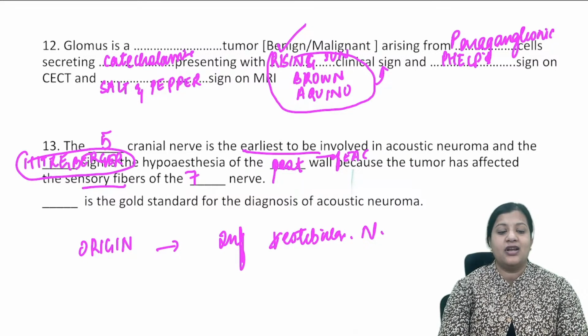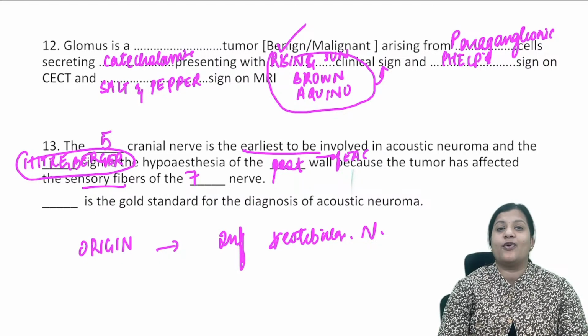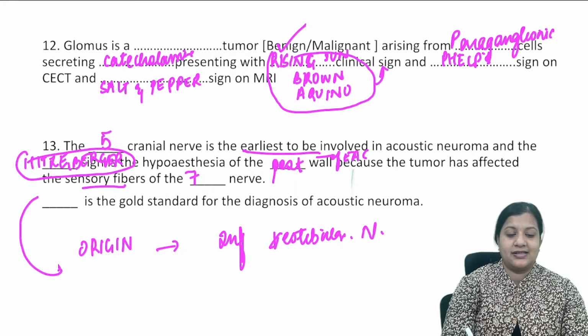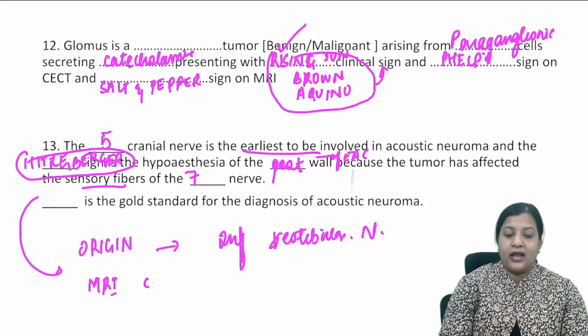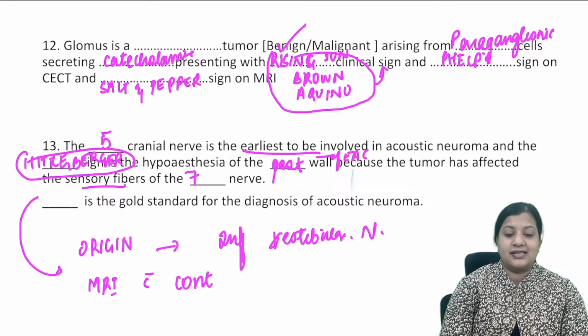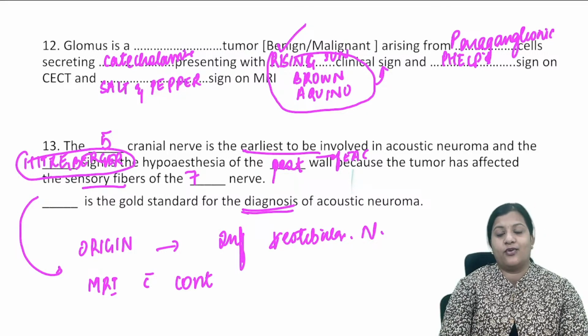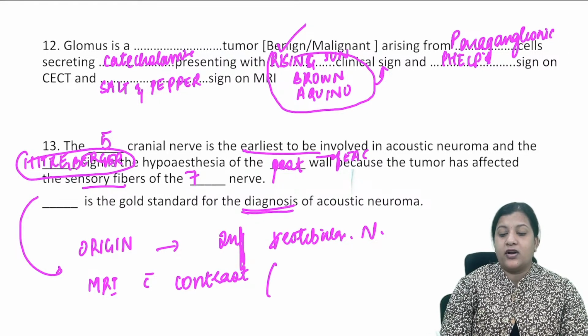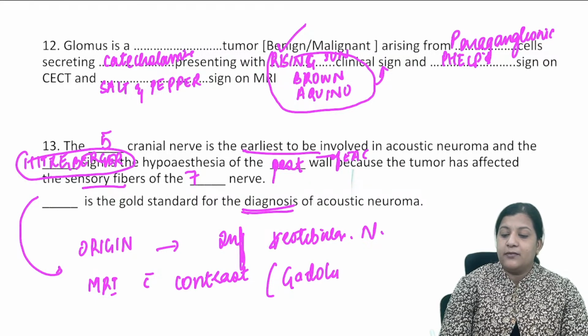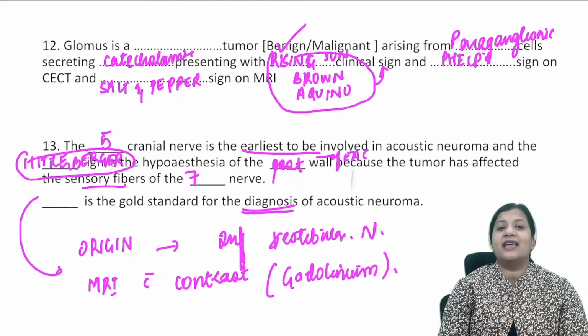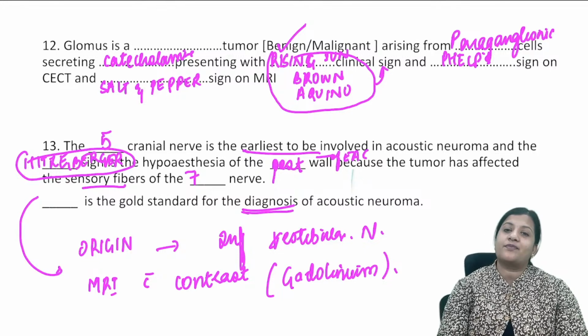Which is the investigation that will tell you definitely that there is acoustic neuroma, and you see an ice cream cone appearance in that? Is it CT? Is it MR? Is it plain, or is it contrast? Yes, it is MRI, but plain or with contrast? MRI with contrast is the investigation of choice, and it is the gold standard for diagnosing acoustic neuroma. What is the contrast called? Gadolinium contrast.